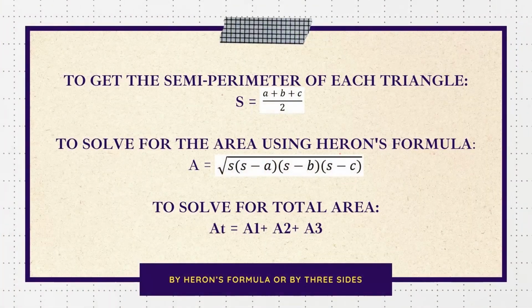To get the semi-perimeter of each individual triangle, we divide by 2 the sum of the sides A, B, and C on each respective triangle. To determine the area of each individual triangle, we'll use the values of the semi-perimeter, side A, side B, and side C on Heron's formula, which is the square root of S multiplied by the difference of S and A times S minus B and S minus C, where S is the semi-perimeter. To get the total area of the polygon, take the sum of the area of each individual triangle.